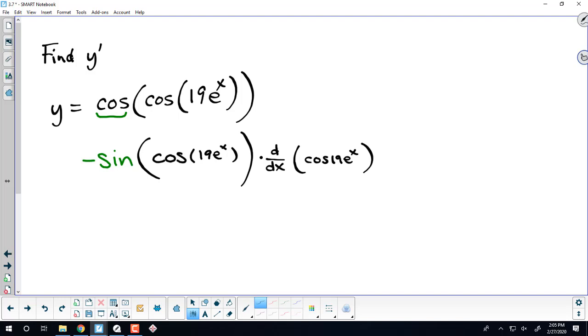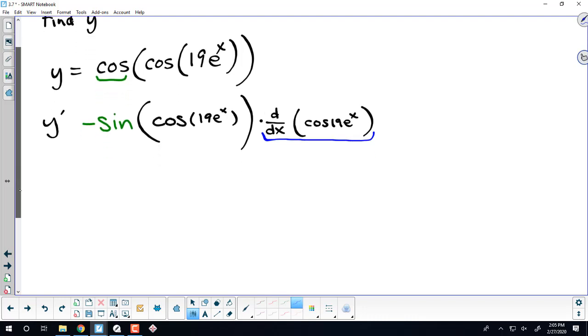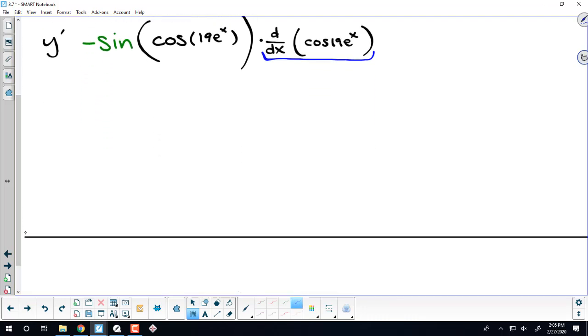That's the chain rule. But then I've got another derivative. I've already taken the derivative, but it just so happens another derivative has shown up. So I'll just take this and find its derivative somewhere else. I wouldn't recommend trying to do it all at once. If you're awesome like that, then you go for it. So we'll do that here.